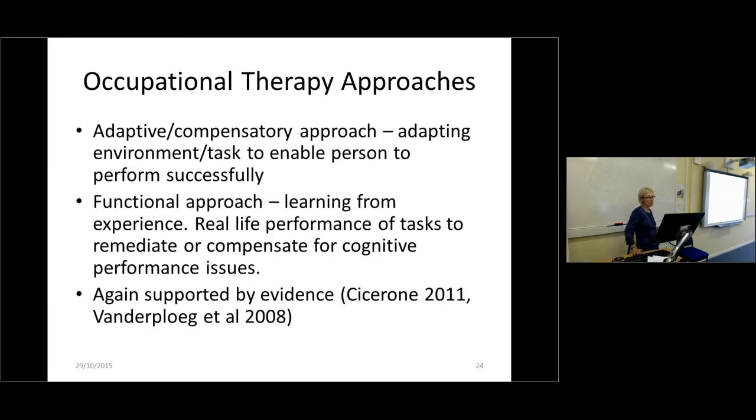So in OT, we'll use a number of different approaches. Hopefully the OT next week will talk about some of these. But quite often we use compensatory approaches, so we do a lot of task and environment adaptation. And it may be that this is a temporary thing. What we try to do is match the task and the environment to the person's skills so that you get the just right challenge. So it may be that we grade the environment in a way to enable them to do something successfully, and then gradually increase the complexity of the task or the difficulty of the environment to increase the challenge for the person.